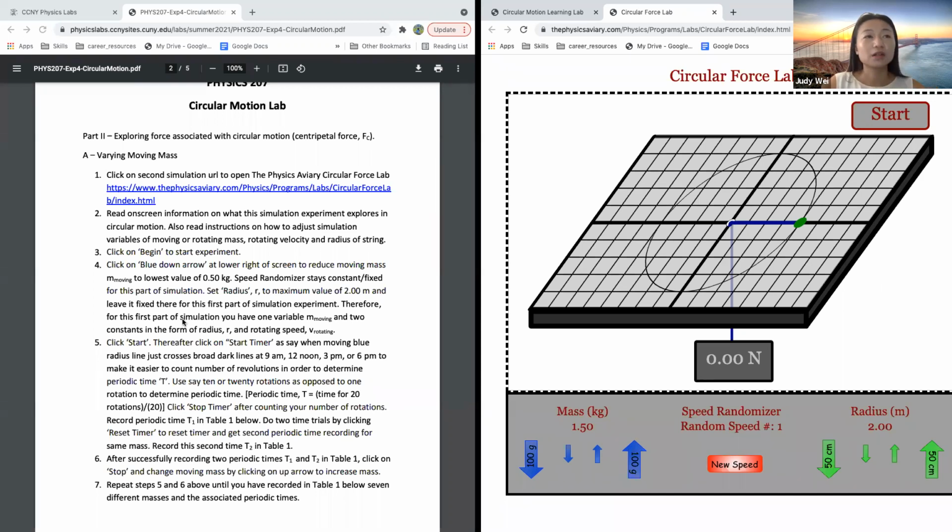Therefore, for this first part of the simulation, you have one variable, which is the moving mass. So for the first part, we only change the mass and keep the speed and radius constant. So here we have in total 3 variables, but we keep the speed and radius constant. So we only change the mass. Click start, then thereafter start timing.